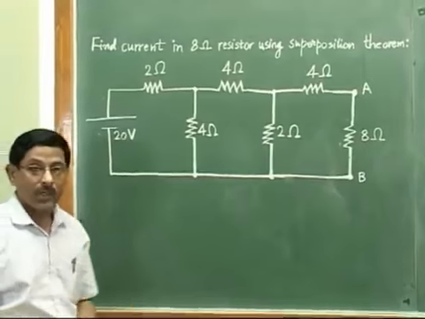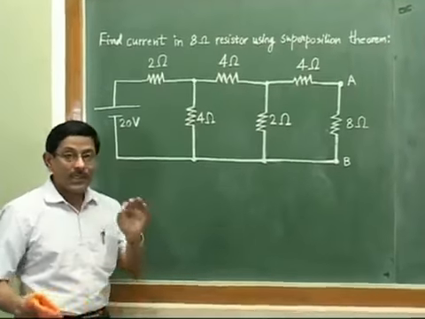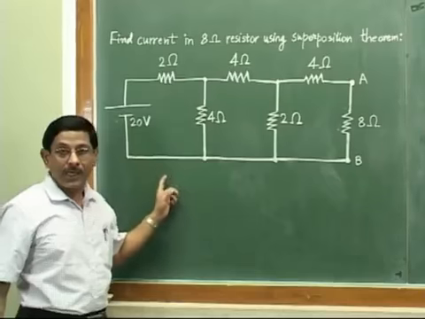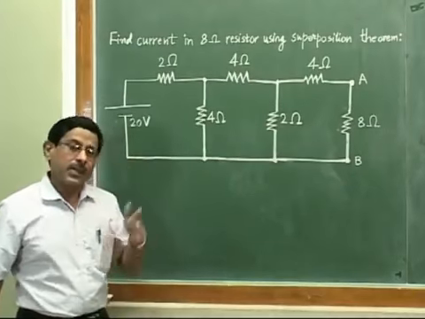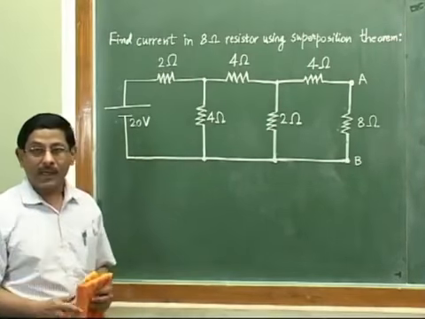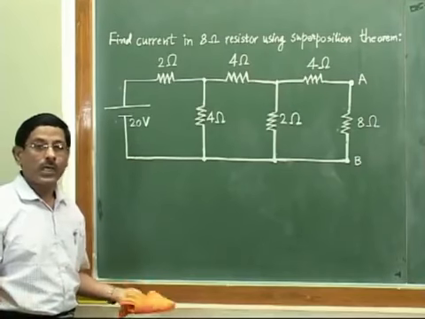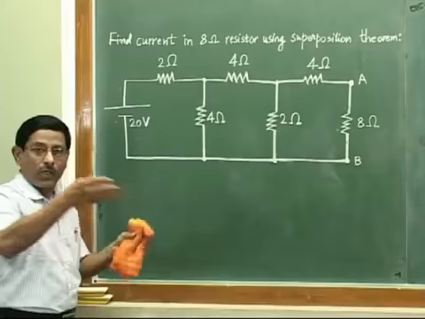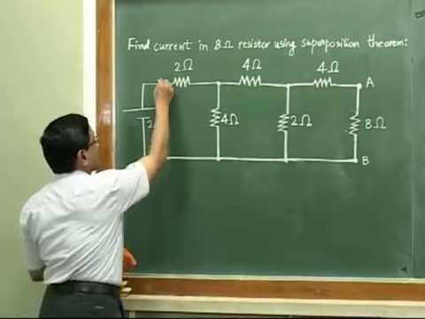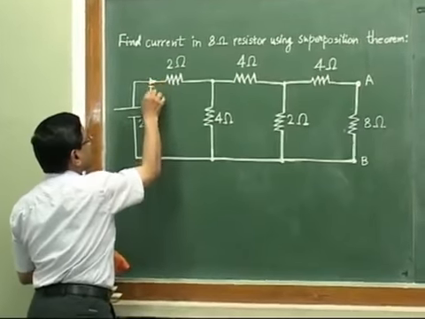So let us just distribute the current. One small suggestion here is that since every time there would be only one battery, while starting the current distribution you can just start from the positive terminal of the battery, because only one battery is there in all the cases. So I will say that this current is I1.